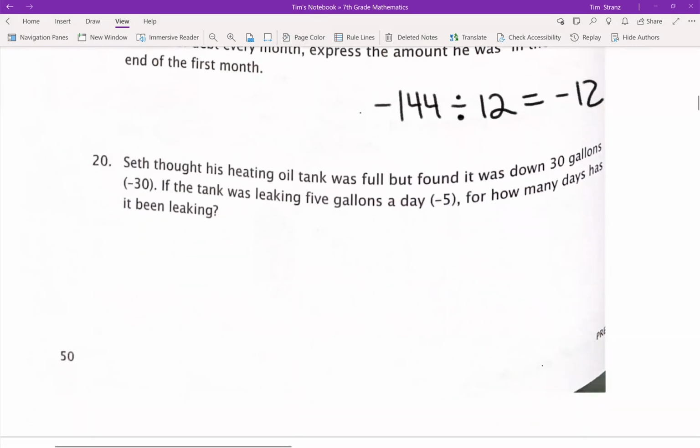And number 20, Seth thought his heating oil tank was full, but found it was down 30 gallons. If the tank was leaking 5 gallons a day, how many days has it been leaking? So again, you're going to do negative 30 divided by, it was leaking 5 gallons a day. So they want you to represent that with a negative 5, which means you're going to have a positive answer since you have a negative 30 divided by a negative 5. Okay, so it's been leaking for 6 days.